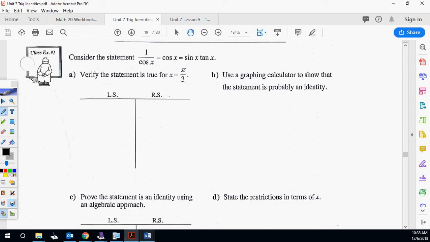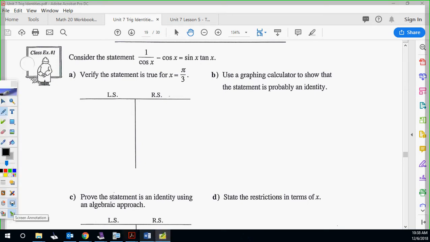So let's look at this here. Consider the statement 1 over cos x minus cos x equals sine x tan x. We're verifying the statement is true for pi over 3. That means we simply can plug in pi over 3. We're going to prove that plugging in pi over 3 gives equivalent values. That's all we have to do.